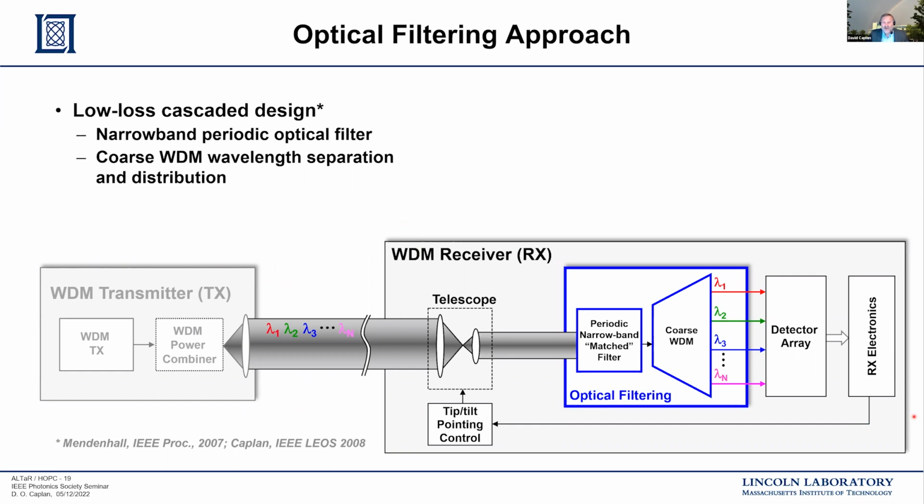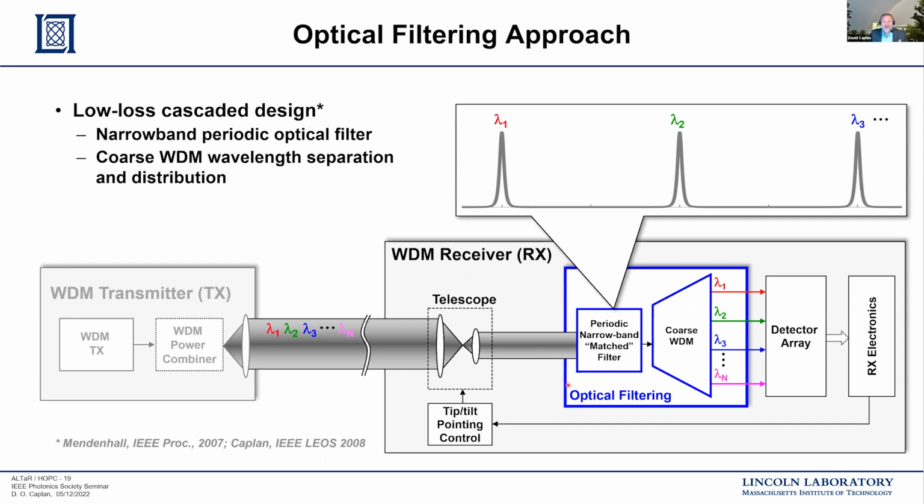The WDM receiver will consist of a telescope, which takes in the weak optical signal, reduces its spatial beam characteristics to a collimated beam, which is then sent to the optical filtering, which we implement with a cascaded design that we first started looking at back during the Mars lasercom demonstration about 10 to 15 years ago. This optical filtering approach using a cascaded design consists of two optical filters. The first is a periodic narrowband optical filter that's well matched to gigahertz class pulsed Gaussian waveforms, as I mentioned before. The secondary filter will take the individual pass bands from the periodic filter, efficiently separate them and distribute them across elements in the detector array.